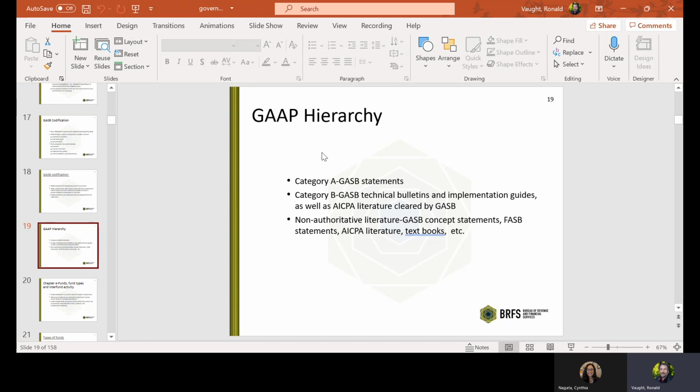GAAP hierarchy, and we just did the financial policy to update this. We've got category A and B. A is statements, and B is technical bulletins and implementation guides. Some AICPA literature that was hired by GASB. And then there's non-authoritative literature that we fall back on if there isn't anything directly related.